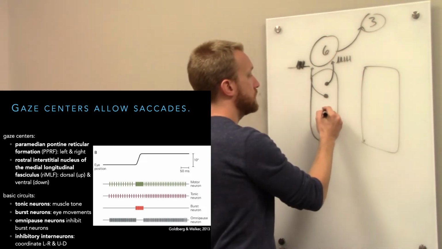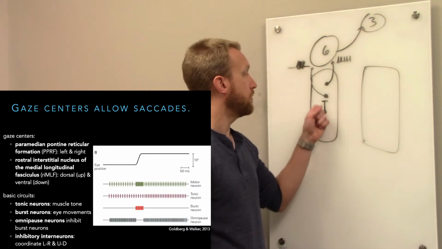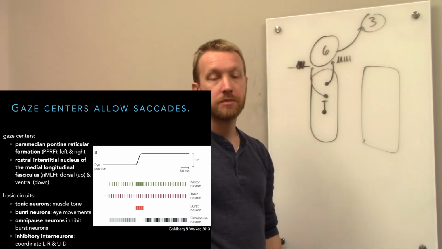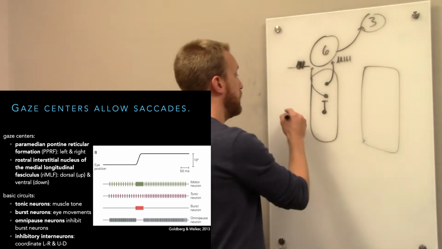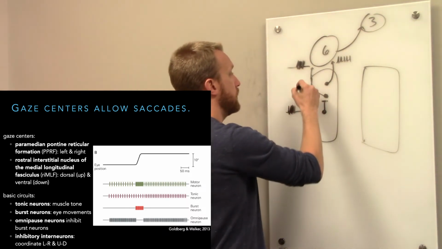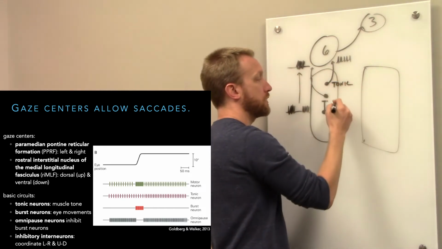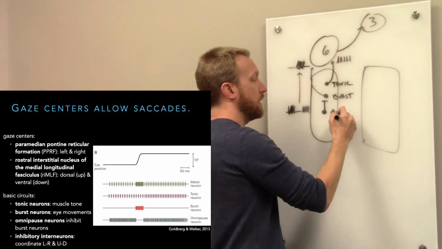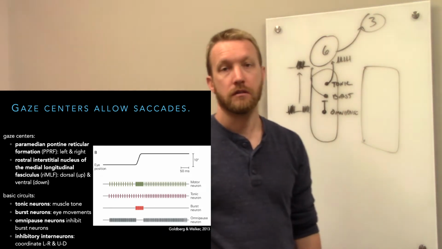The reason they're silent is because omnipause neurons hold them in a state of inhibition. They're named omnipause because we will see many pauses as we move our eyes. Each pause here corresponds with the burst from the burst neurons. Tonic create tone, burst creates that saccade, and omnipause suppresses the saccade.